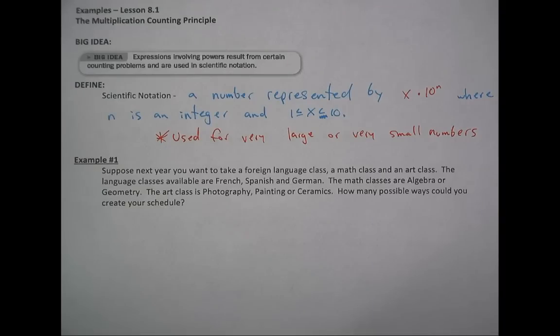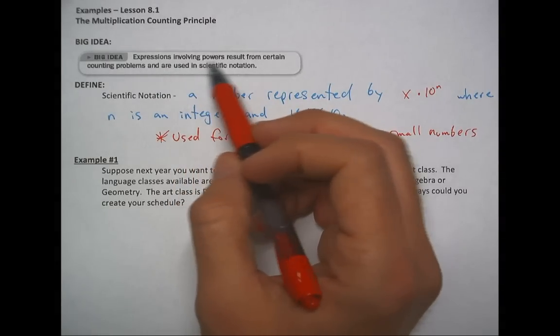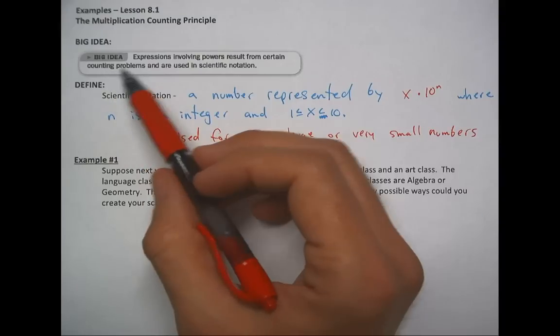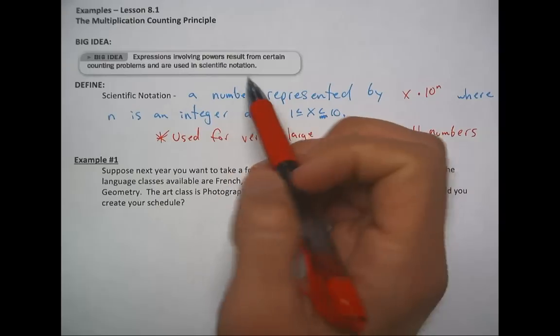We're going to talk about scientific notation. We're going to talk about different ways of expressing numbers using exponents. And so today we're going to dive right in. The big idea: expressions involving powers, so exponents, result from certain counting problems. That's what we're going to look at today, and they are sometimes used in scientific notation.